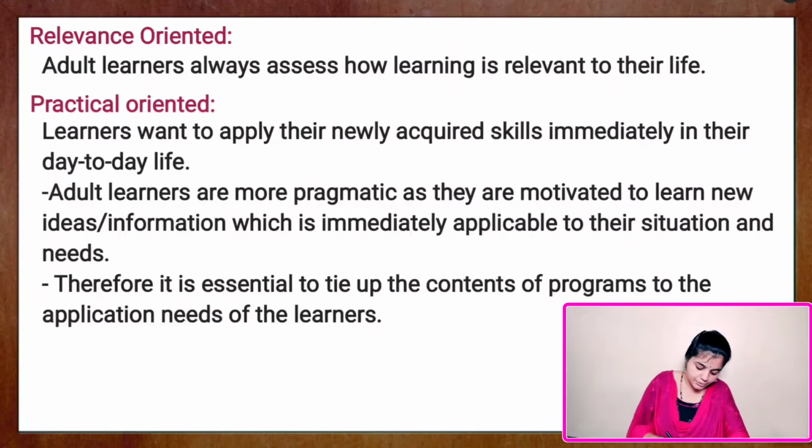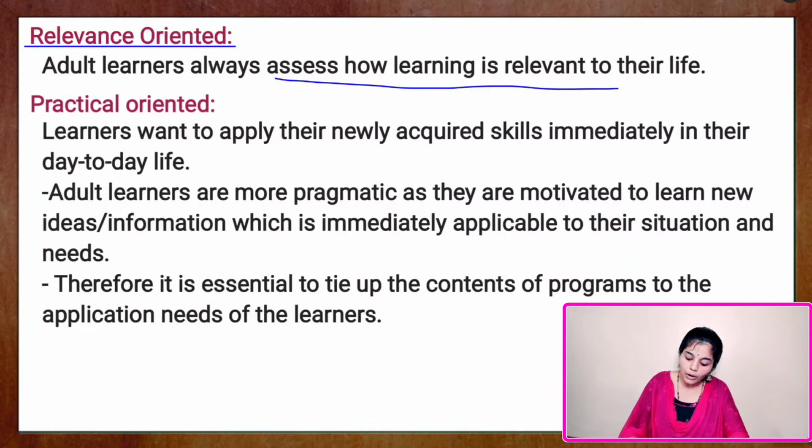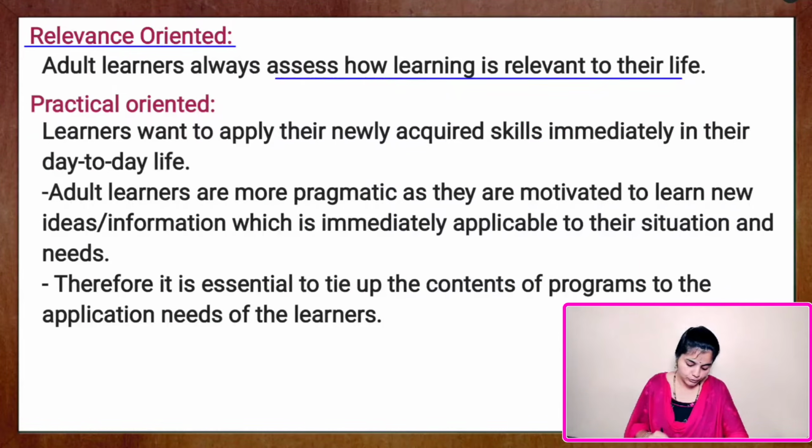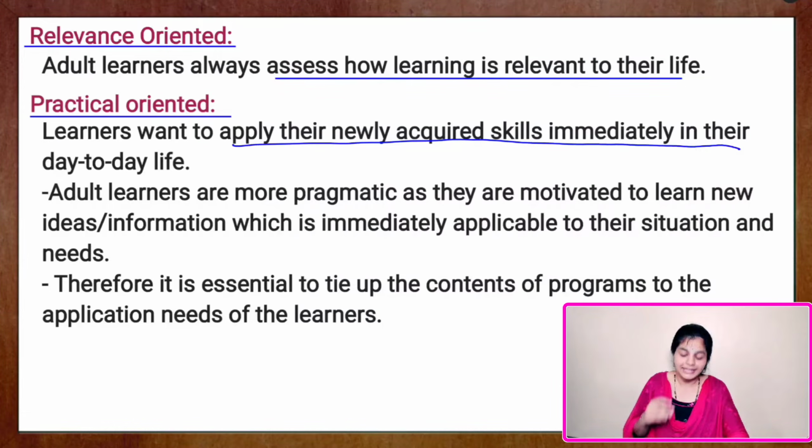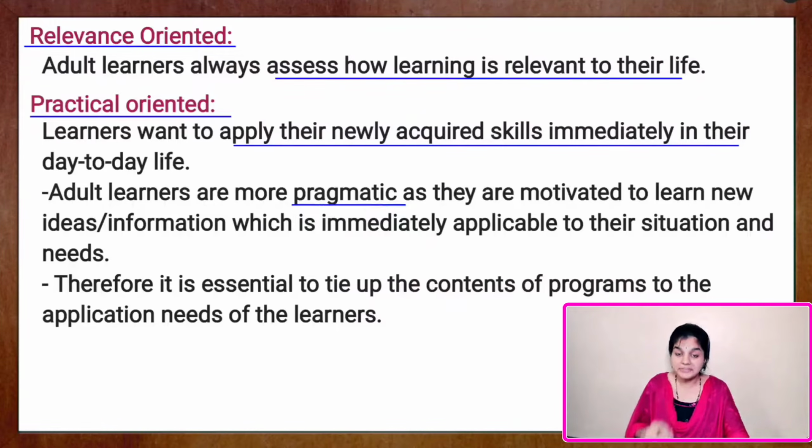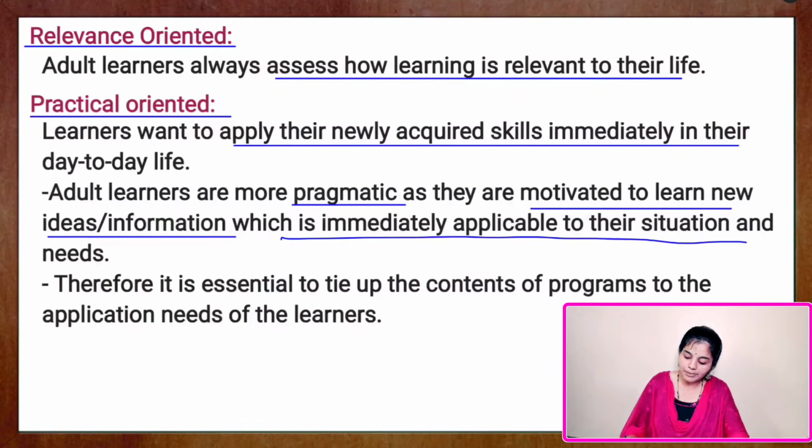They are relevance-oriented, which means these adult learners always assess how their learning is relevant to their life. They are practical-oriented. It means that they want to apply their newly acquired skills immediately in their day-to-day life. Adult learners are more pragmatic. It's because they are motivated to learn new ideas and information which are immediately applicable to their situation and needs.